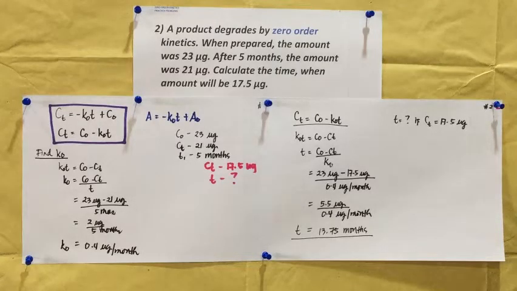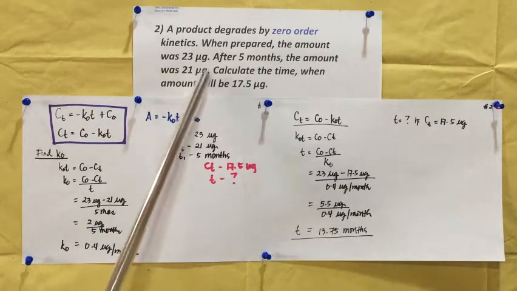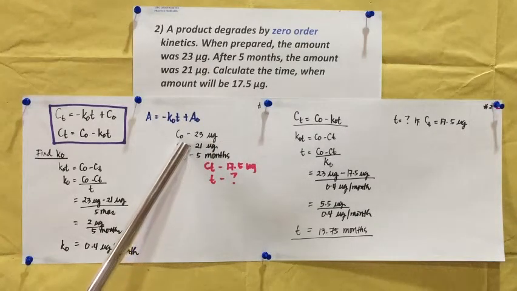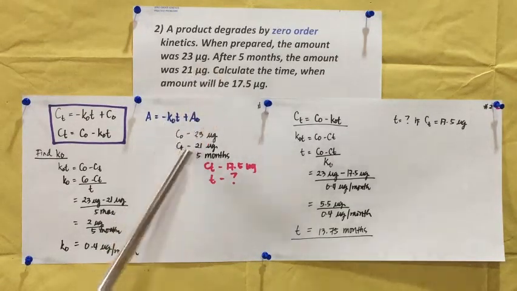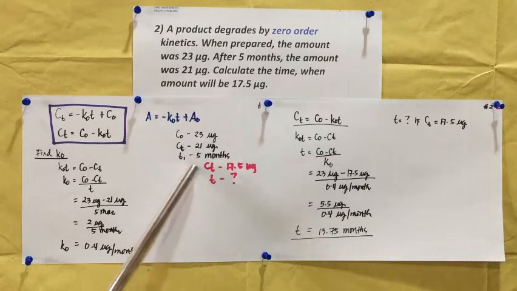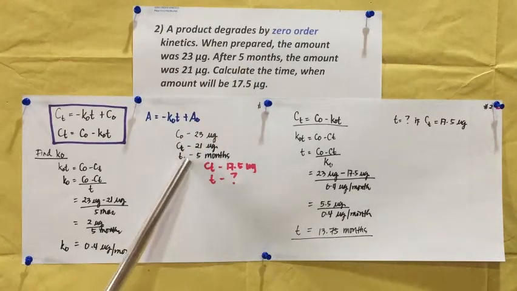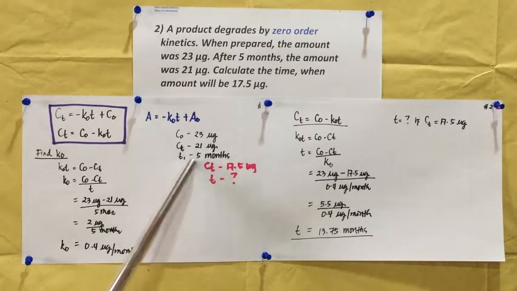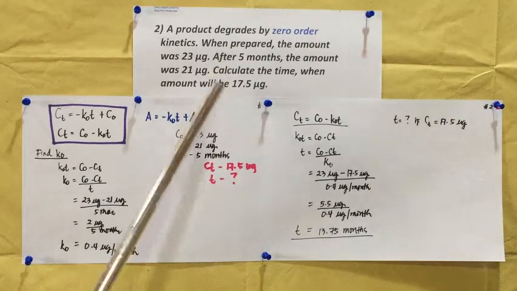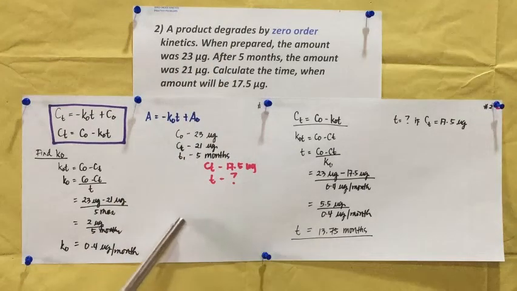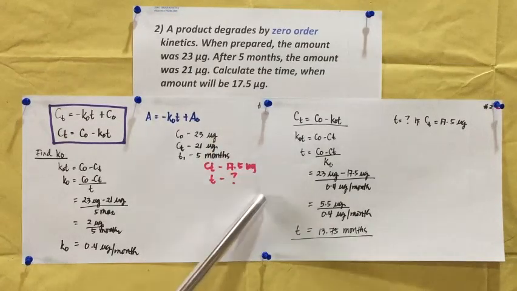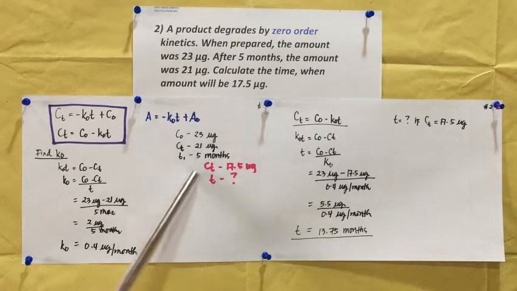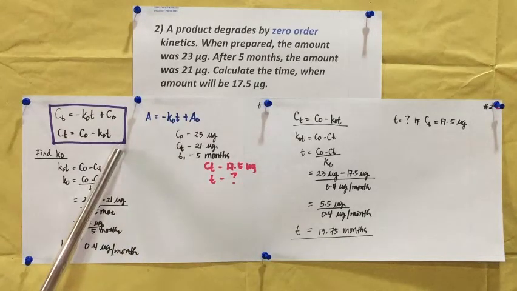So, let us now know the given. The 23 microgram here is the initial concentration, which is represented by CO, because this is the amount during the preparation. 21 microgram is CT. And then, 5 months is the T1. So, the concentration at T1 is 21 micrograms. What is being asked from the problem is to calculate the time when the amount of the preparation becomes 17.5 micrograms. Okay, so with this given, we are going to use this formula.